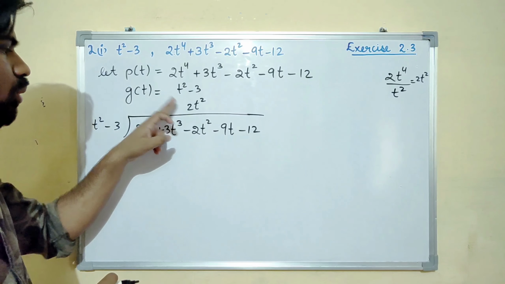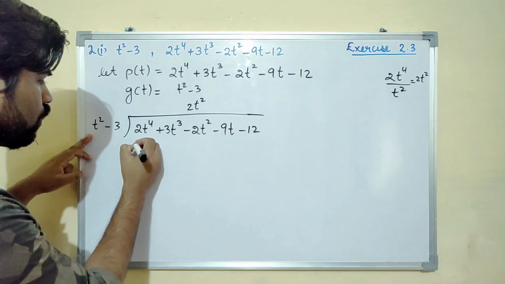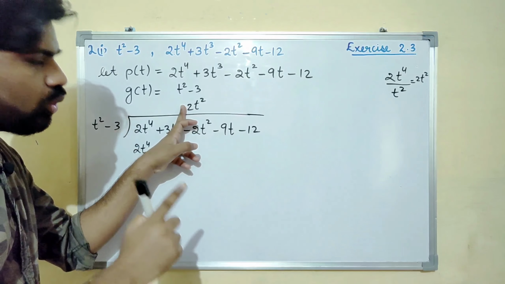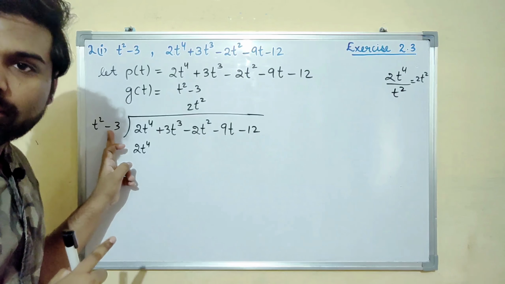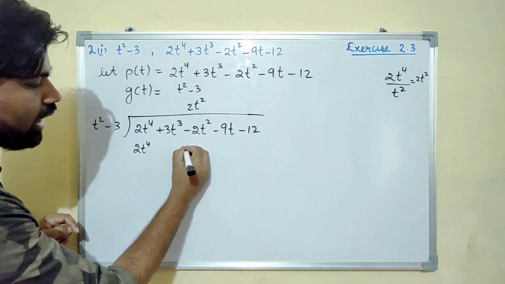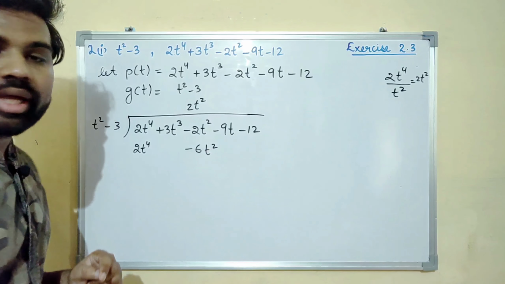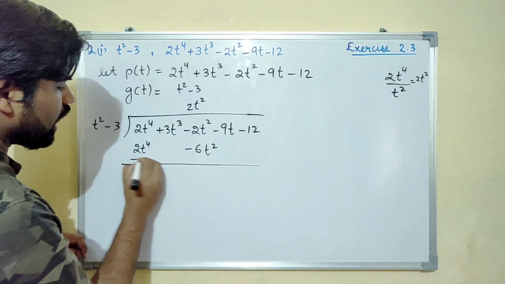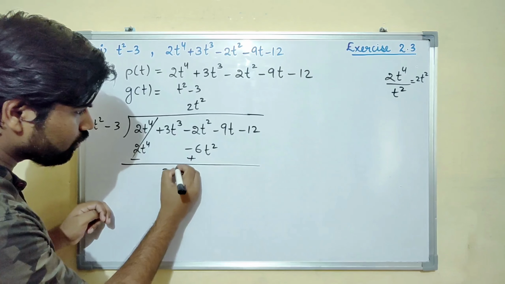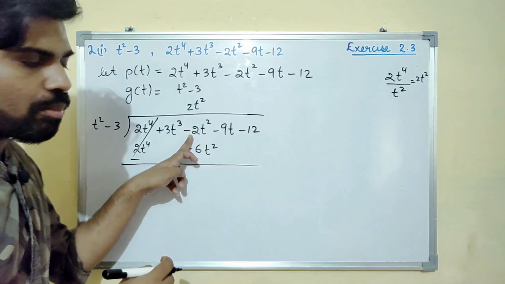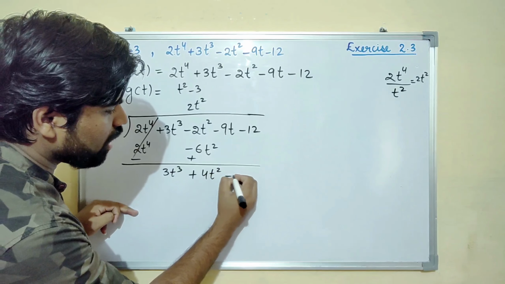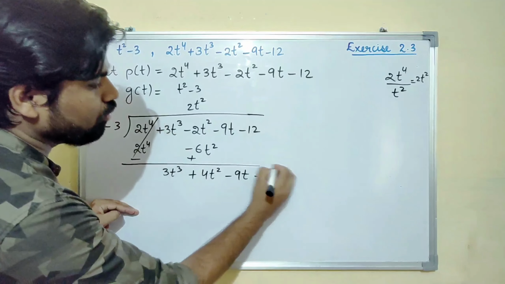When you multiply 2t square by t square, you will get 2t to the power 4. Then when 2t squared is multiplied by minus 3, you will get minus 6t square, which you will write under the t square term. Okay, now let us reverse the sign and then solve. This will be cancelled, 3t cube will come down, then plus 6t square minus 2t square, it will be plus 4t square, minus 90 and minus 12 will come down.